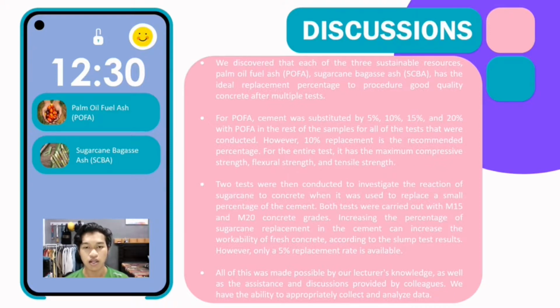Two tests were then conducted to investigate the reaction of sugarcane to concrete when it was used to replace a small percentage of the cement. Both tests were carried out with M15 and M20 concrete grades. Increasing the percentage of sugarcane replacement in cement can increase the workability of fresh concrete, according to the slump test result. However, only 5% replacement rate is available. All of this was made possible by our lecturer's knowledge as well as the assistance and discussion provided by colleagues. We have the ability to appropriately collect and analyze data.